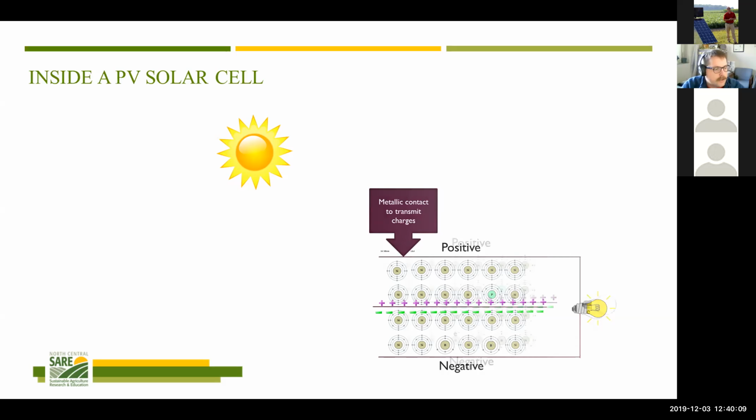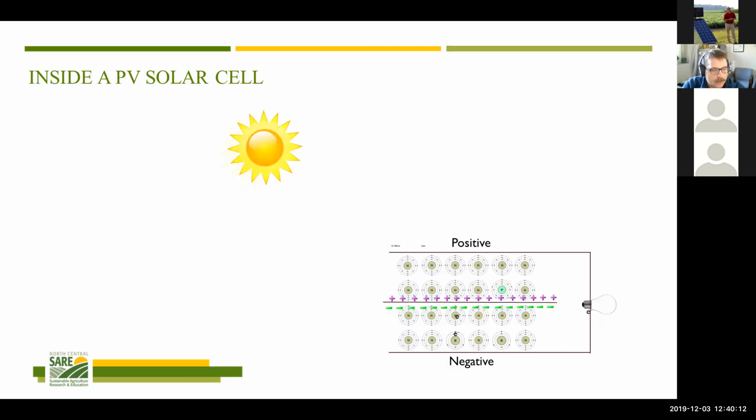use. Though this is direct current electricity and not alternating current, and so we need some other component parts to do that.